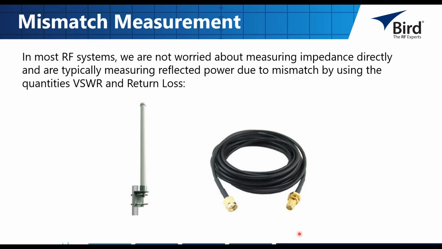So let's take a quick example of a VSWR and return loss measurement of an antenna and of a cable. In a lot of our RF systems, we're not worried about measuring impedance directly to calculate our mismatch. These quantities of reflected power are fine, using VSWR and return loss.